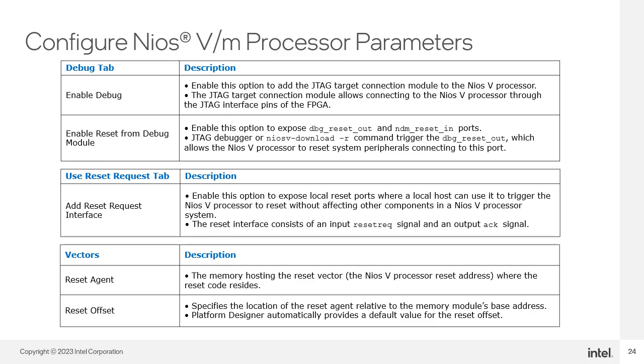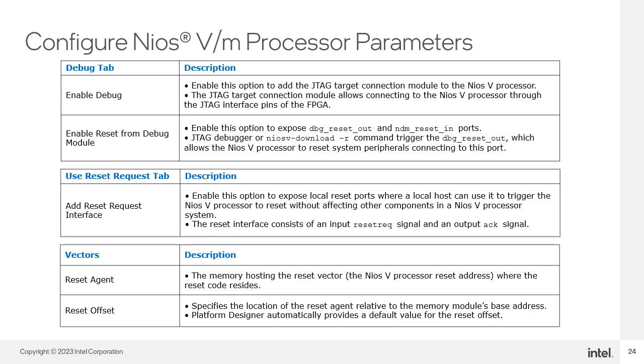Add reset request interface. The reset interface consists of an input resetreq signal and an output ack signal. You can request a reset to the Nios V processor core by asserting the resetreq signal. The resetreq signal must remain asserted until the processor asserts the ack signal. The Nios V processor responds that the reset is successful by asserting the ack signal.